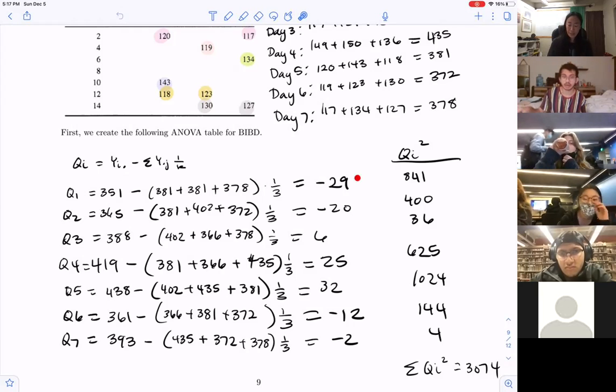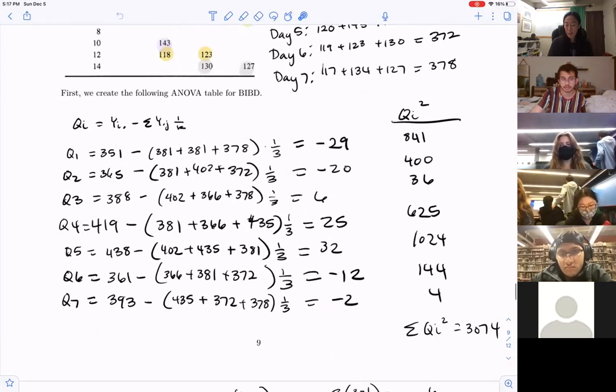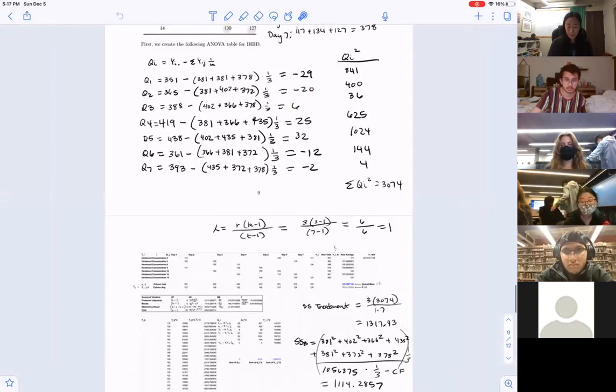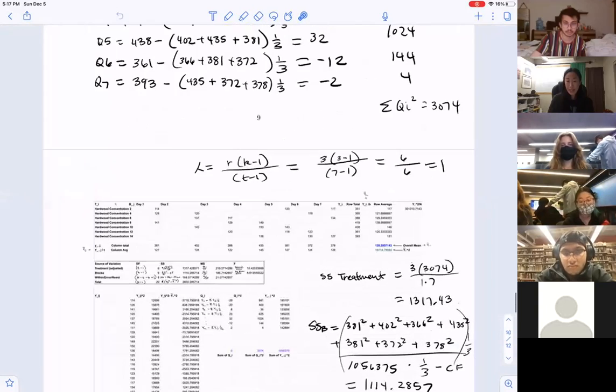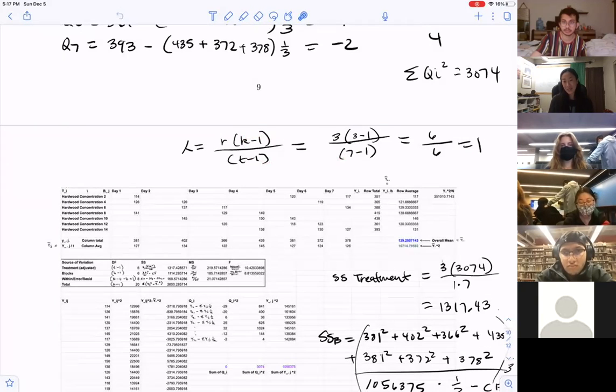Practically, I get my vector of Qi, then I square each value to get my Qi squared. Negative 29 squared is 841. Once I have my Qi squared vector, I can sum it all up and I get 3,074. So now I'm set up to find my SS treatment. Well, I guess we could have calculated this first, since I'm supposed to check the model. So perhaps the first thing to do in a BIBD is to check if this model is valid.